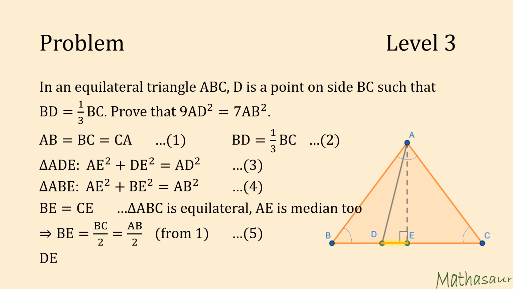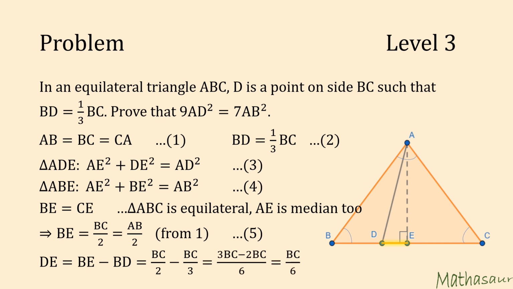The other side we want to look at is DE. Now what do we have about DE? We could express it in terms of the side BC. Let us see how. We could write it as BE minus BD. Recall that we are given the measure of side BD in terms of BC. So let us substitute the values of both BE and BD in terms of BC from statements 2 and 5. And we get DE is equal to BC by 6 or AB by 6, since triangle ABC is equilateral. Let us call this statement 6.